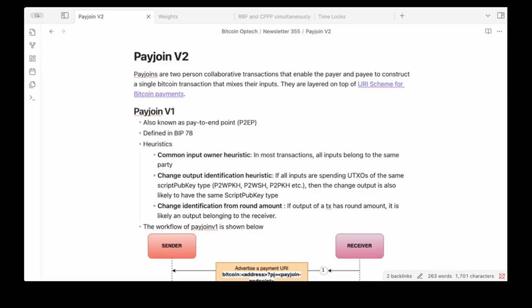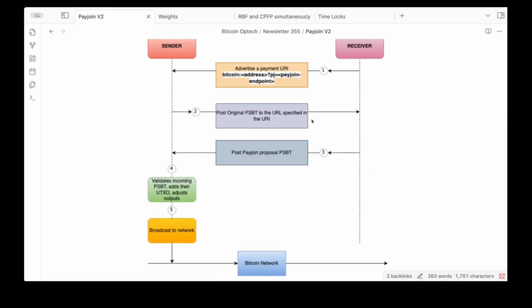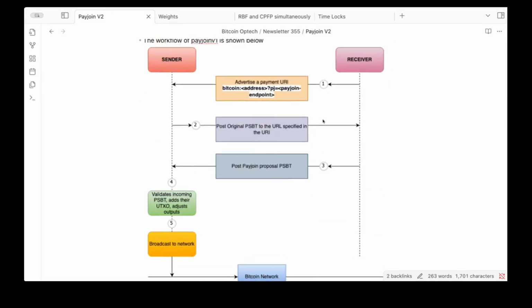So in order to mess with or reduce the confidence in these types of heuristics, we can use a protocol called Payjoin. So basically, the workflow of a Payjoin I have shown here. So you have the network that keeps churning out blocks every 10 minutes. So you have a sender and receiver.